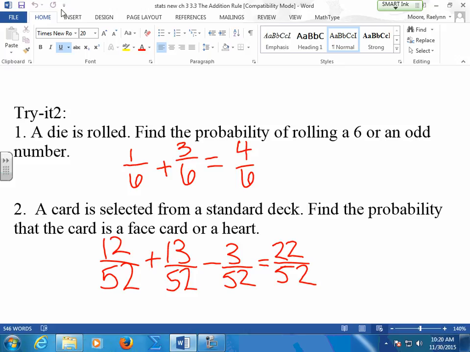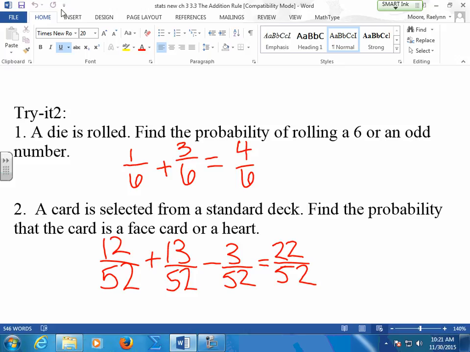Okay, so selecting a card from a standard deck. Find the probability that it is a face card or it is a heart. Now, face cards there are 12 out of 52. Hearts there are 13, that's one suit out of 52. That's the time you don't want to write 1/4 because you're going to have to convert your denominator to add your fraction anyway. And how many of those hearts are face cards? 3 of them. So we're going to subtract out the 3.